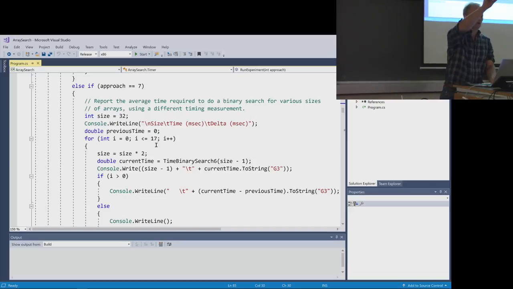What will happen each time the size of the array doubles? What happened to the running time? Linear search, yeah. It increased by a constant. No, that's binary search. Linear search, it should double. So that's version 8.